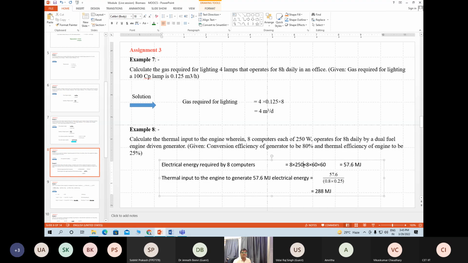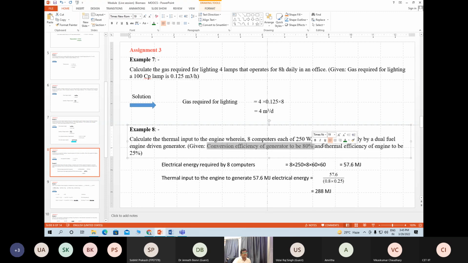That's all. And the thermal input which is required to the generator to produce this much amount of electric power, how much is the requirement? Because you know the conversion efficiency of the generator is 80% and the thermal efficiency of the engine is around 25%. So what I have done is simply divided by the efficiency of that system. The generator is a separate system, and again you have the thermal efficiency of the engine as a separate system. So I just divided by the two efficiency values.